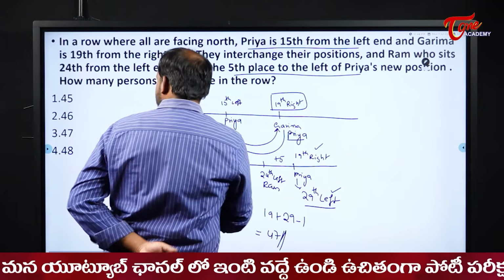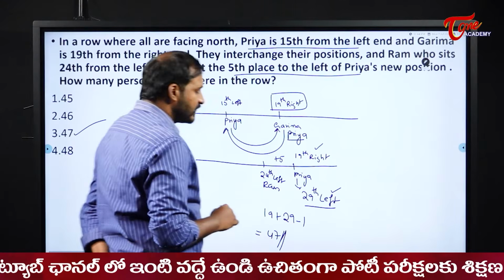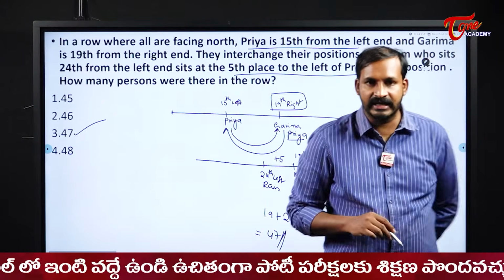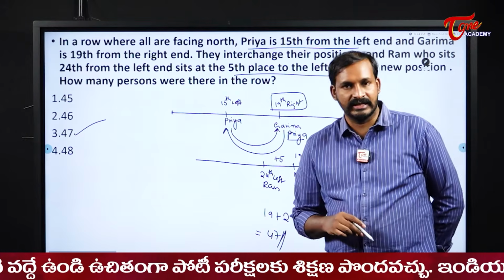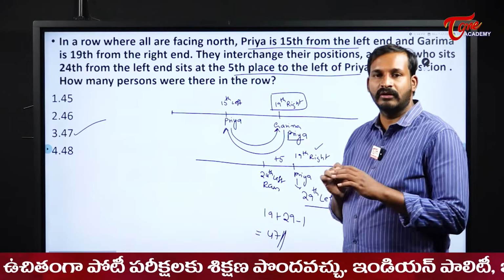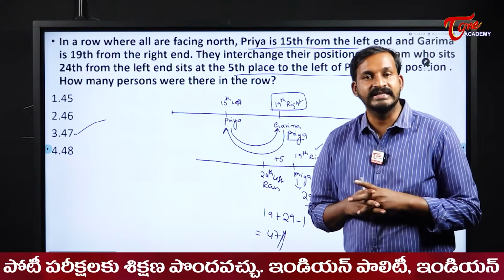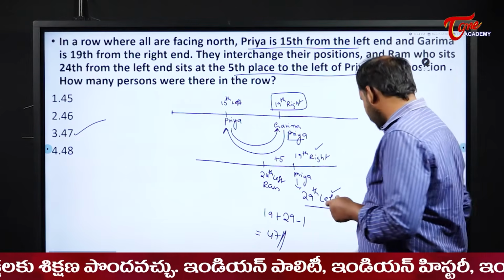So total how many people are there in that row? 47 persons are there in that row. This is how we need to solve these type of problems. Rankings and arrangements. Okay, right? Next one.